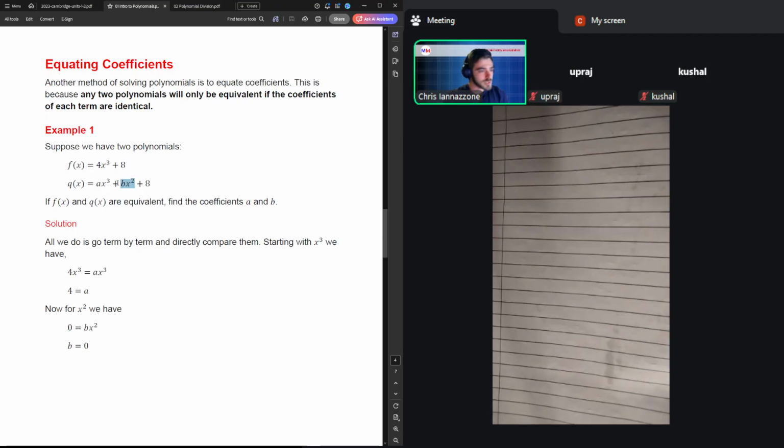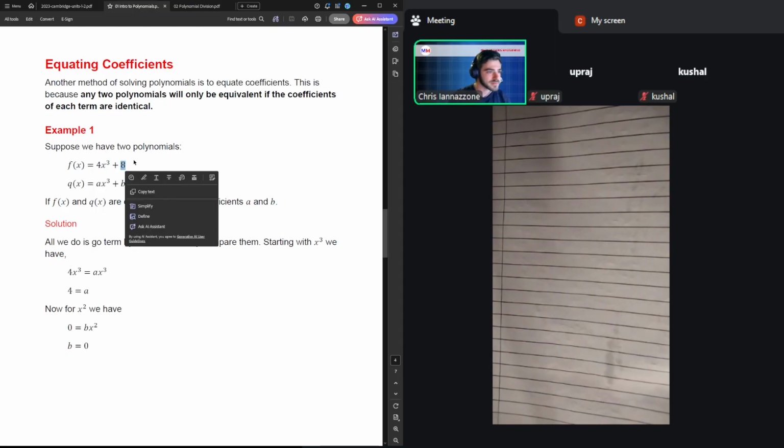Next up, there's an x squared term in here, and there's no x squared term in f of x. So for that reason, the only coefficient that makes sense for that is going to be 0. There is no x squared term in f, so there shouldn't be one in q. And then that's just it, right? They obviously both have plus 8 in there. There's nothing further to do.